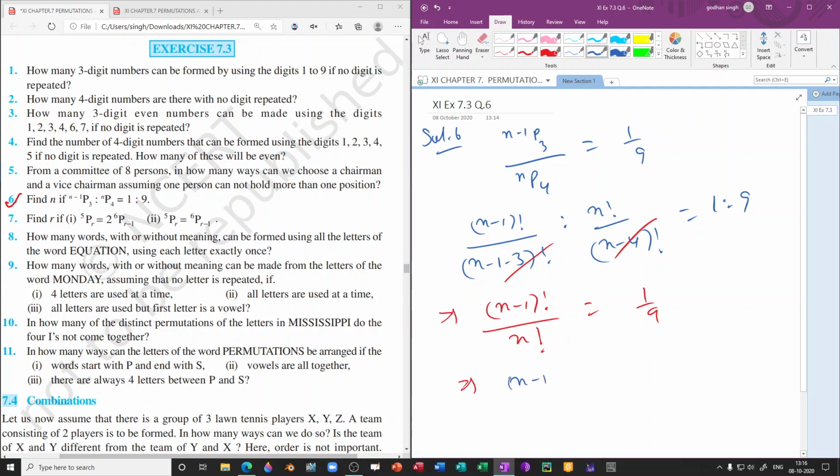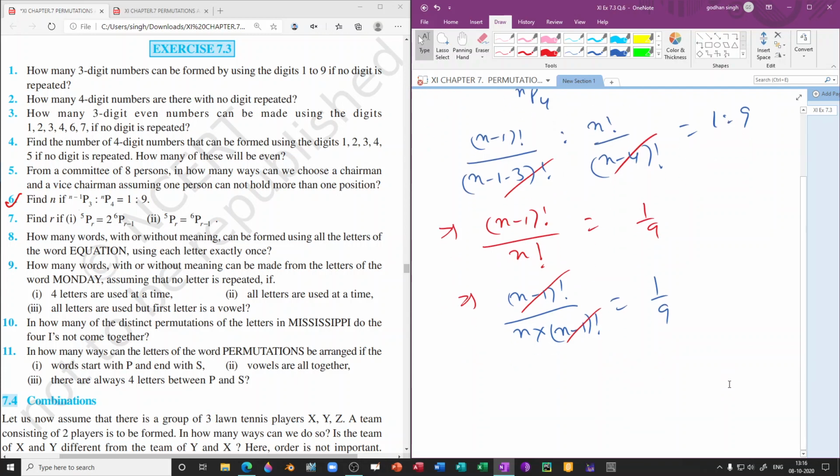So n minus 1 whole factorial over, writing n factorial as n into n minus 1 whole factorial, equal to 1 by 9. So from both the numerator and denominator we can cancel out n minus 1 whole factorial. So cancelling out, we'll just do cross multiplication and we'll get n into 1 equal to 9. Therefore n equal to 9. So the answer of question number 6 is n equal to 9.